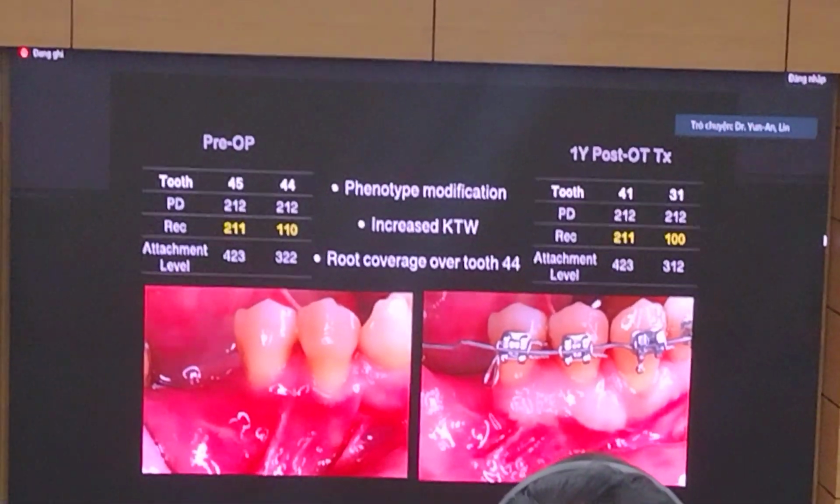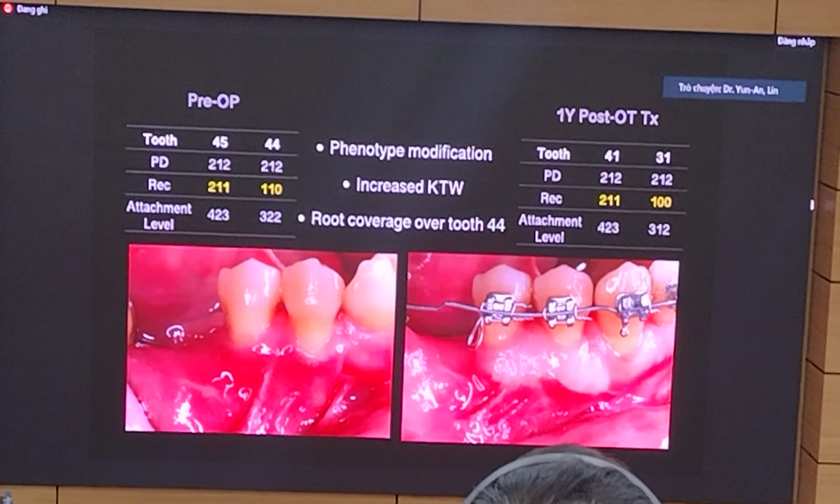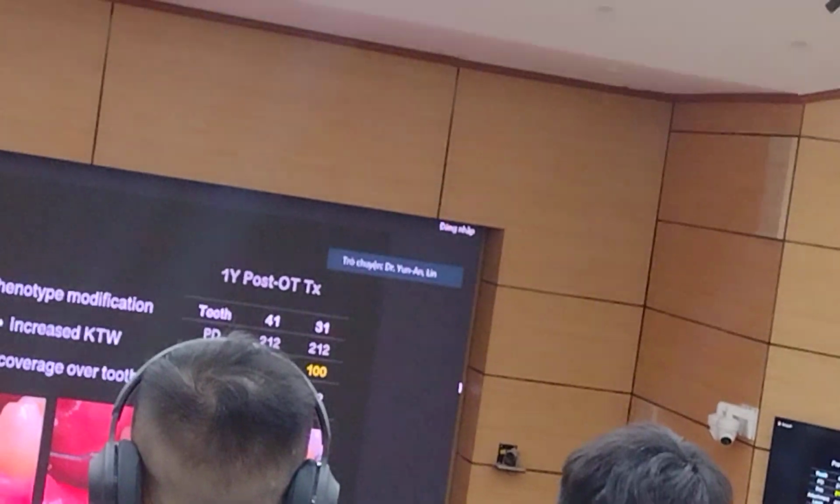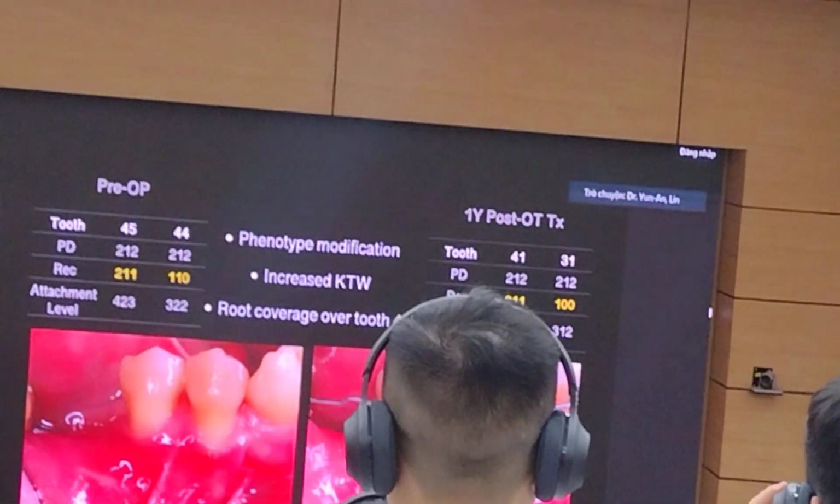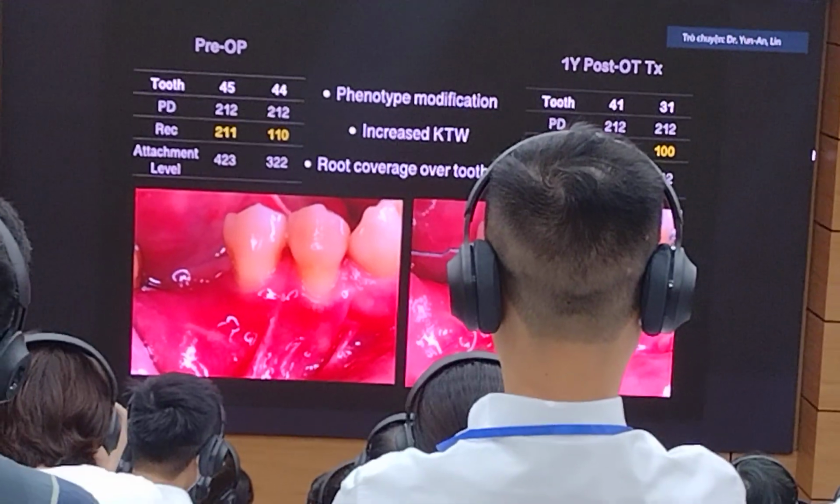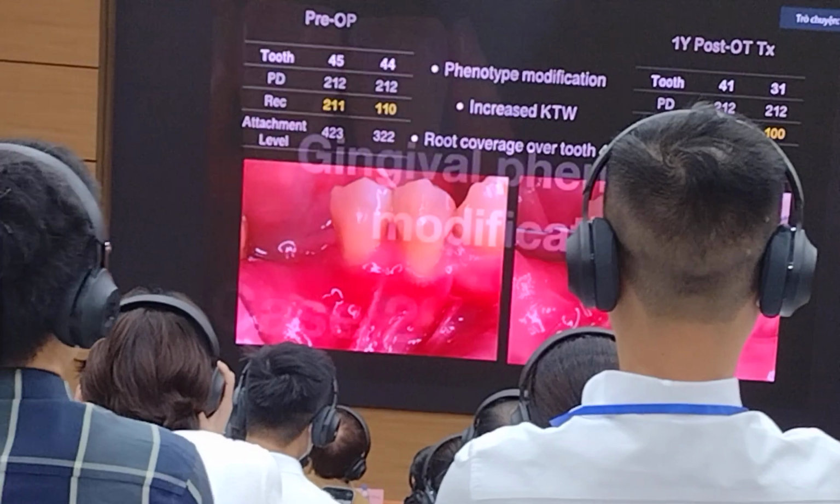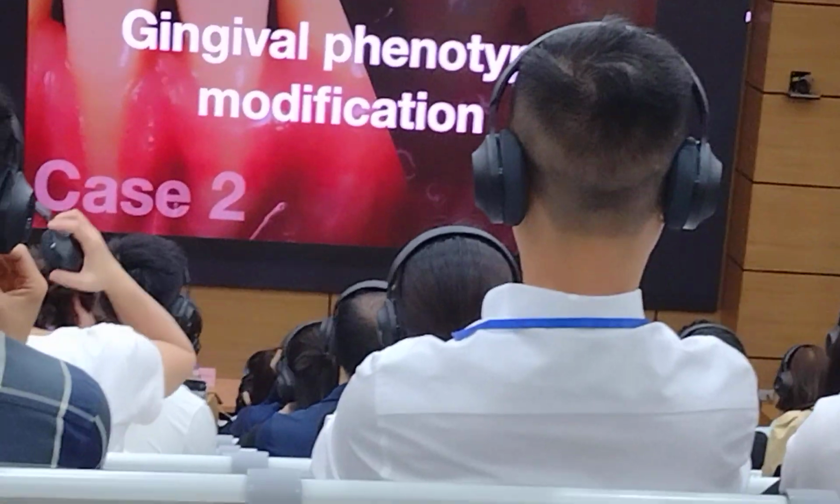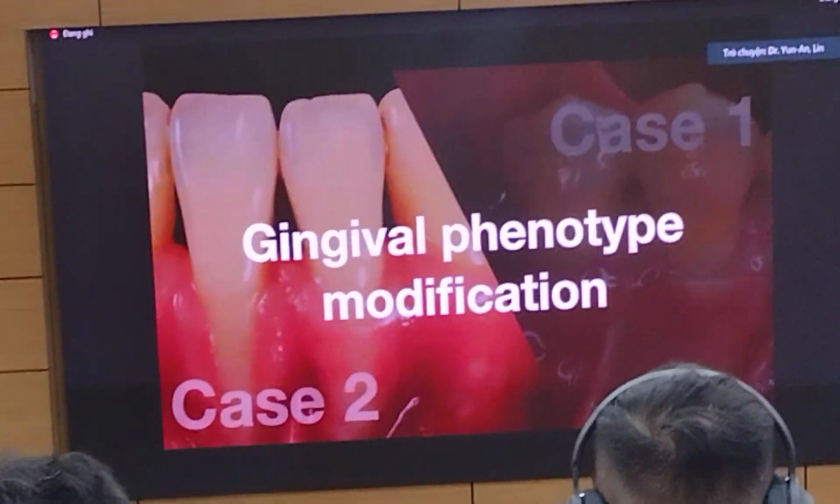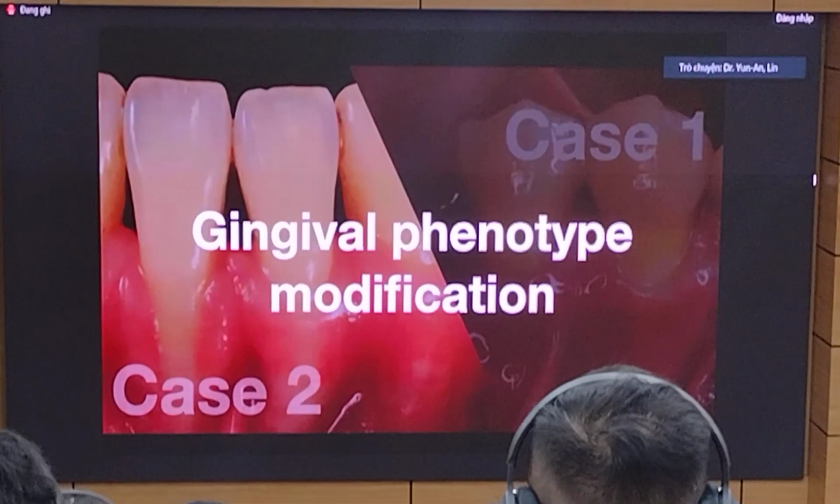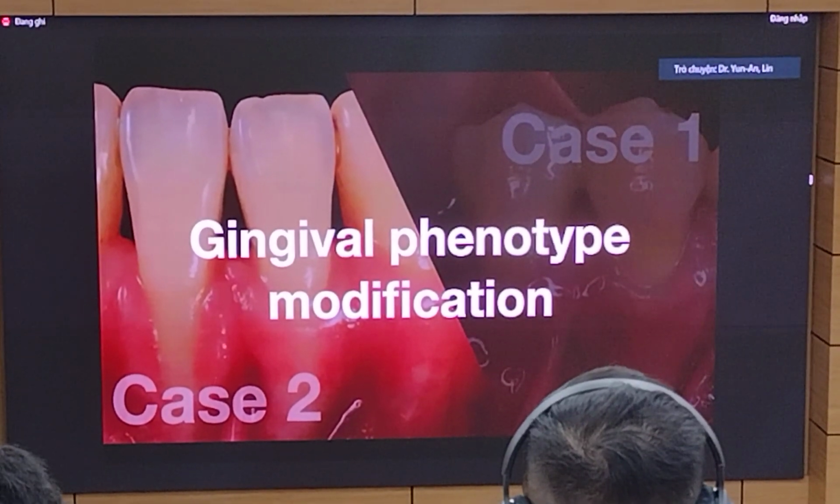During this 1 year treatment, the periodontal condition remains stable. The recession of the tooth vertical was from 1 millimeter to 0 millimeter, and the keratinized gingiva was significantly increased. In case 1, I used the modified free gingival graft to increase the keratinized gingiva and thicken the soft tissue.